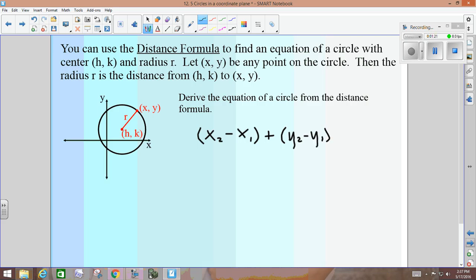Okay, we're missing a couple things. And then the square root of all that. Good. That's your distance formula. So if you don't have it written down, write it somewhere, maybe at the top or something.